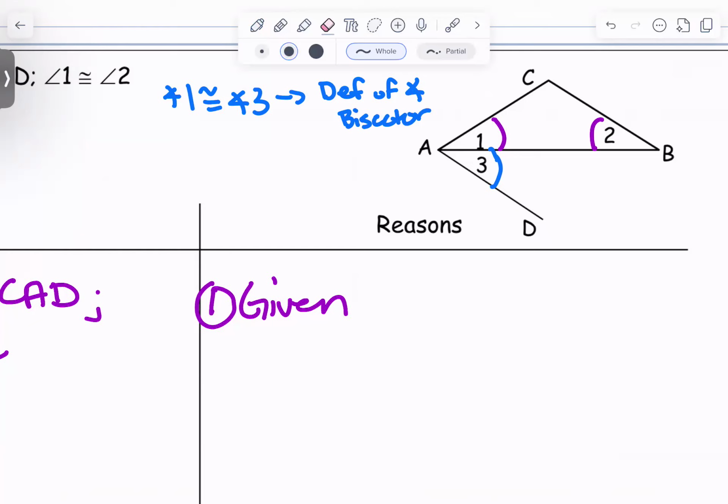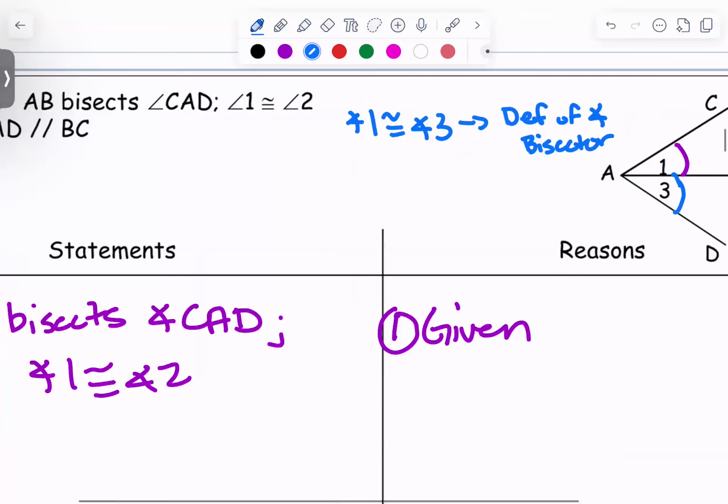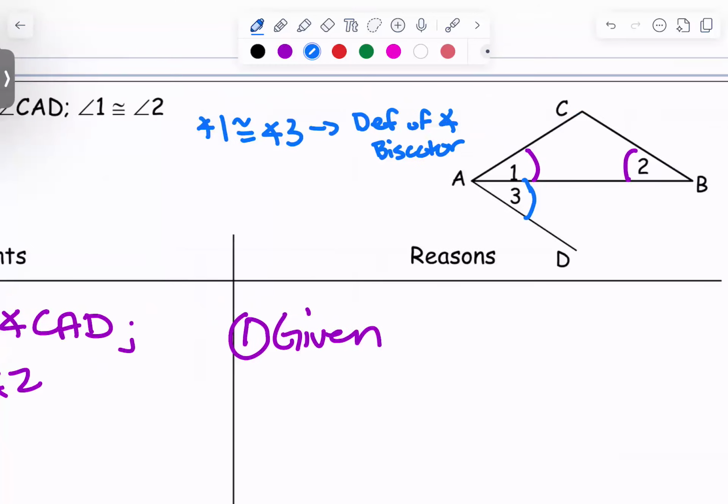Now what? But how do you know that that line's not on a different angle than the AC line? Because I know AB bisects angle CAD. What's that? It cuts it in half. Okay. What else do I know? Angle 1 is congruent to angle 2. Angle 1 is congruent to angle 3. What else do I know?